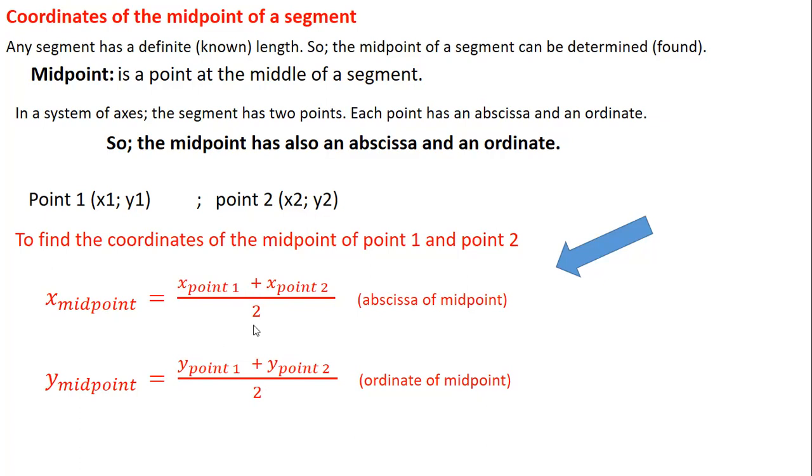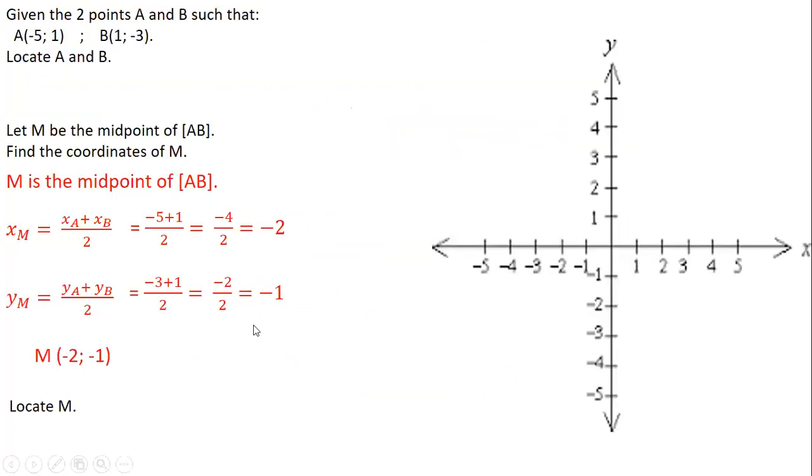Now I will do with you an exercise. Given the 2 points A and B such that point A is (-5, 1), point B is (1, -3). Let us locate the 2 points A and B here in the system of axes. So negative 5 abscissa, this is the negative 5, I located. The 1 ordinate, this is the 1 ordinate, I located. Of course, I draw a vertical line, a horizontal line.